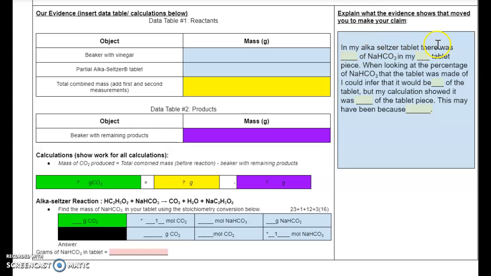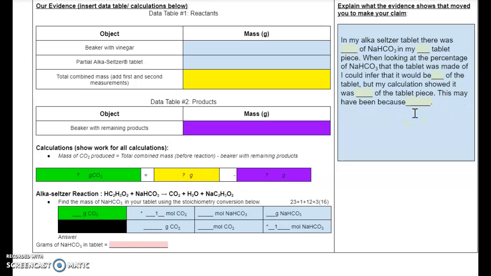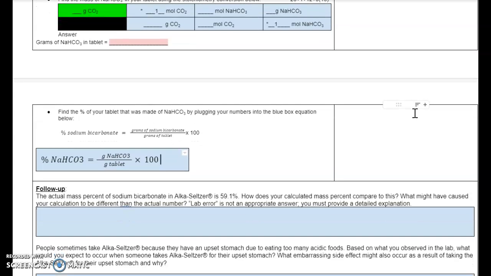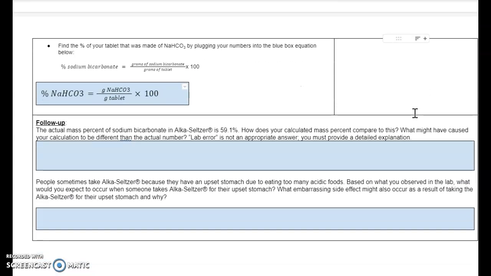So here, in my tablet, there was blank of sodium bicarbonate in my blank tablet. How big was your tablet? How much of it was sodium bicarbonate? When looking at the percentage of sodium bicarbonate that the tablet was made of, I can infer it would be what? What do you think it was going to be before you calculated that percent? Why do you think it was the percent that you got? Alka Seltzer is mostly made of sodium bicarbonate, citric acid, and aspirin, the three main ingredients. If those are your three, think about what percent you think would be made of sodium bicarbonate.